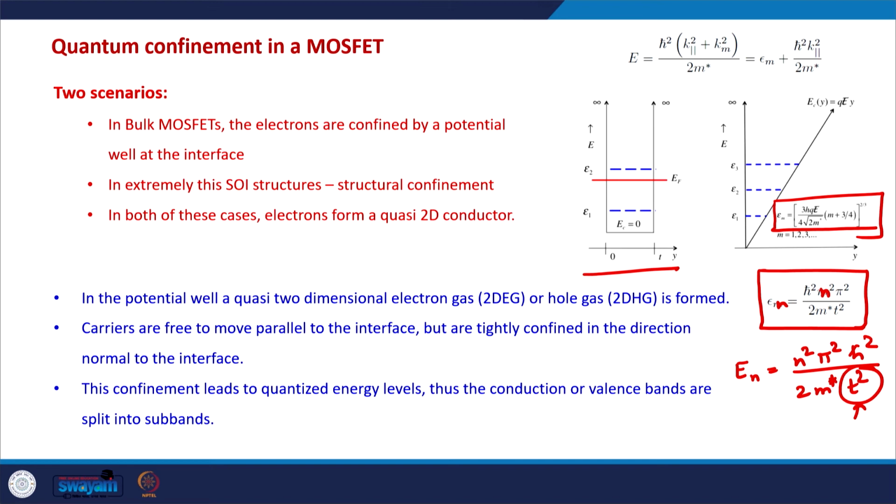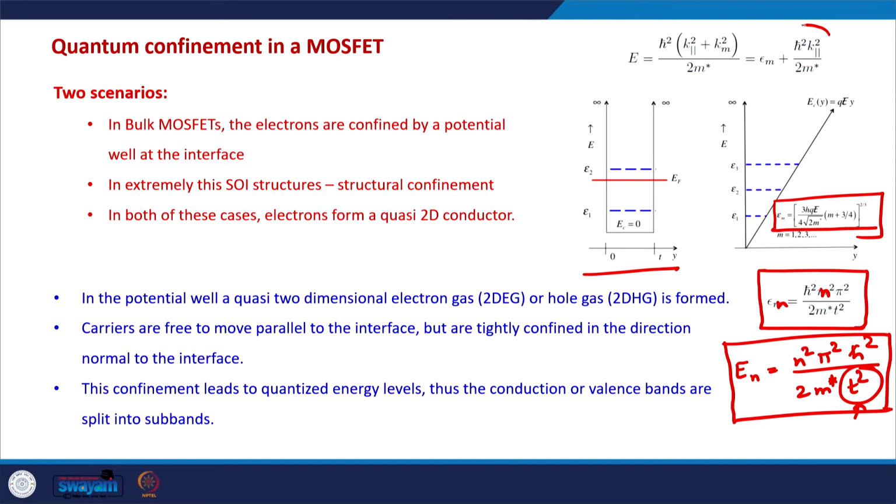So in the y direction the electronic energy levels are discrete and they are given by this expression. In the x and z directions, which is the transverse plane, the electronic energy levels can be continuous. So the total energy of the electron is given by the energy in the xz plane plus the energy along the y direction, and that is what is written here as well.